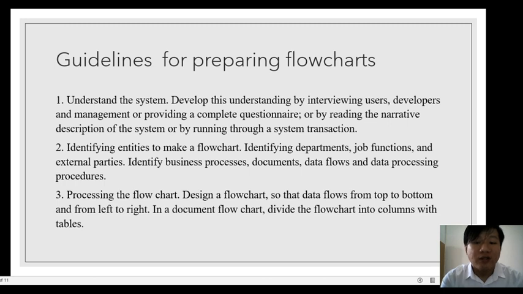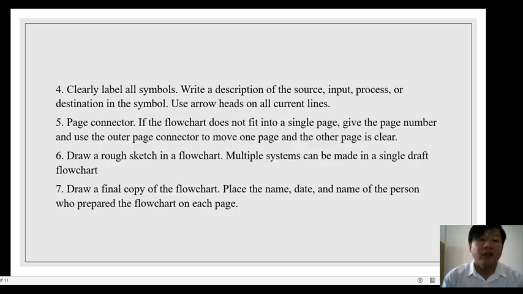3. Prepare the flowchart. Design a flowchart so that data flows from top to bottom and from left to right. In the document flowchart, divide the flowchart into columns with headings. 4. Clearly label all symbols. Write a description of the source, input, process, or destination in the symbol. Use arrowheads on all flow lines.